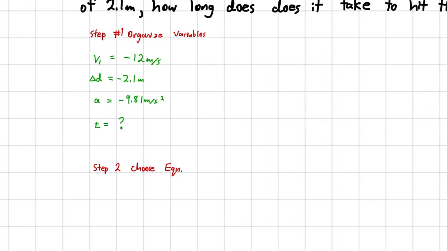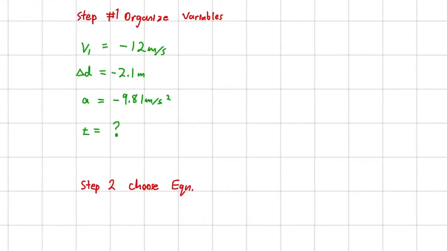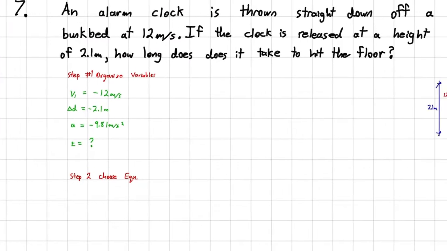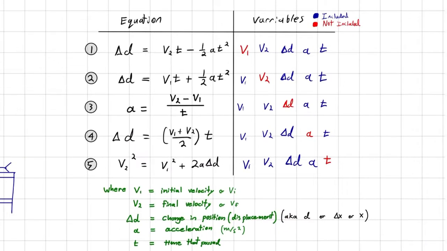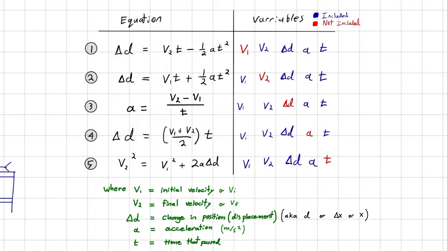And how do we pick an equation? We are going to look at the variables we're given and our unknown. We have 4 variables: v1, delta d, acceleration, and time. We're going to bring those variables over to our chart here, and we're going to find which equation makes use of all of the variables that we have.